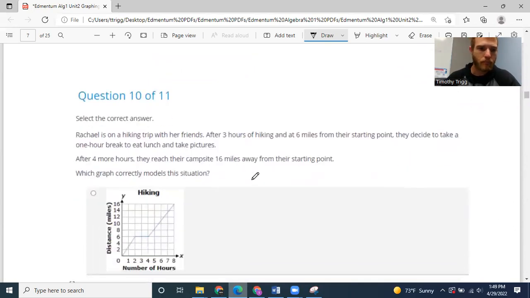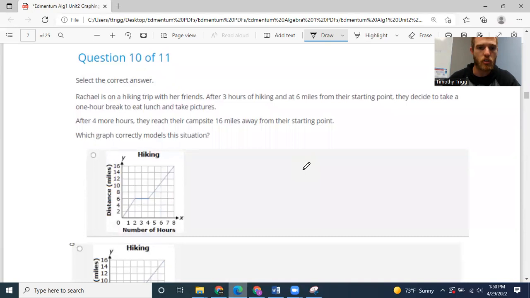Number 10. Rachel is on a hiking trip with her friends. After 3 hours of hiking and at 6 miles from their starting point, they decide to take a 1 hour break to eat lunch and take pictures. After 4 more hours, they reach their campsite 16 miles away from their starting point. Which graph correctly models the situation?